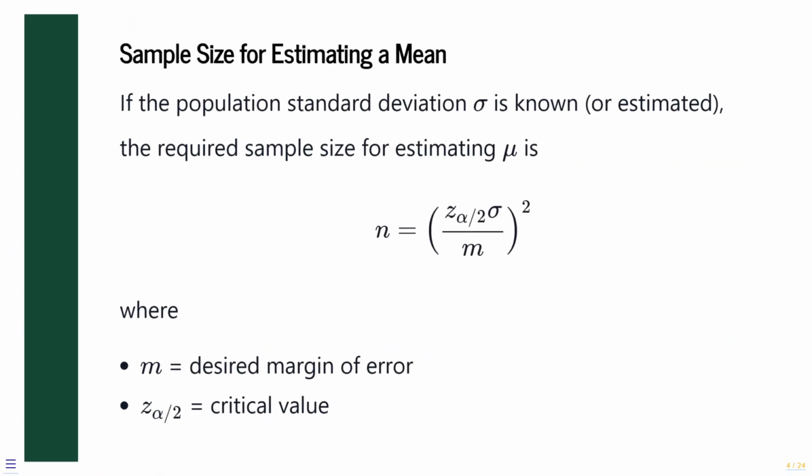First, consider the situation where we want to estimate a population mean. If the population standard deviation sigma is known or can be estimated from previous research, we can determine the required sample size using a simple formula. The sample size n equals the quantity z alpha over 2 times sigma divided by the desired margin of error, all squared.